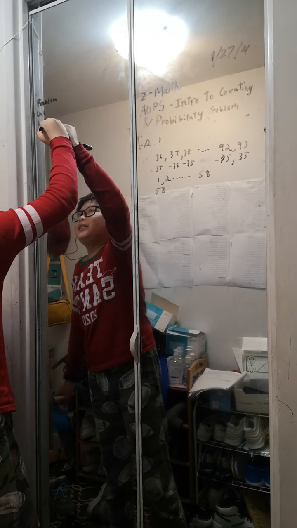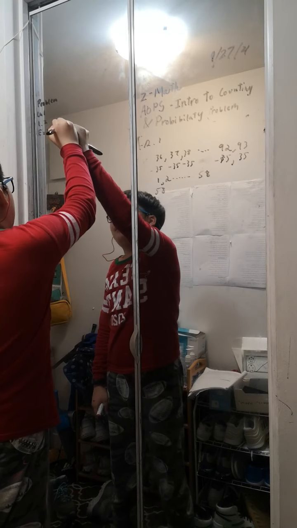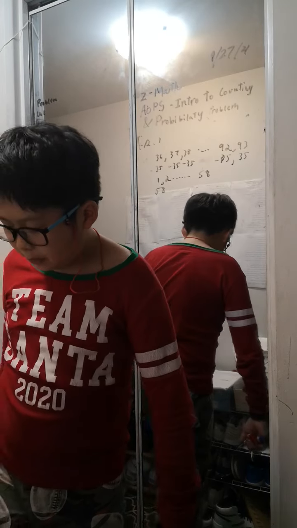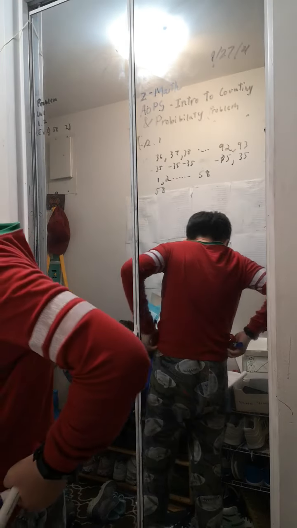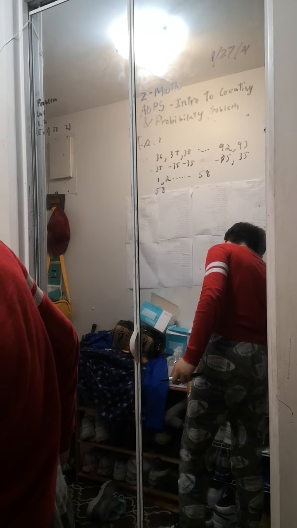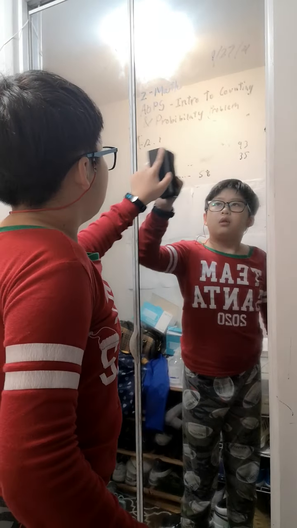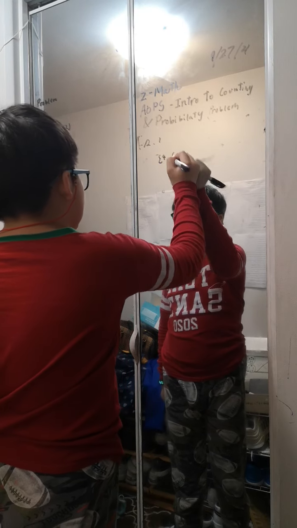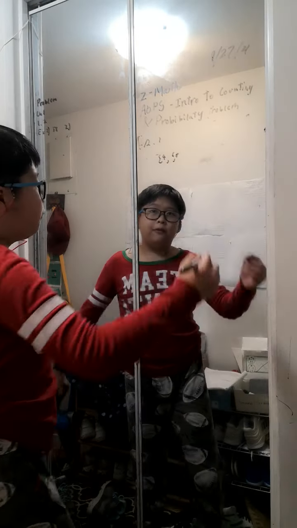So exercise 1 has 58 of them. Problem number 2: how many numbers are in the list 4, 6, 8, all the way on to 128, 130?